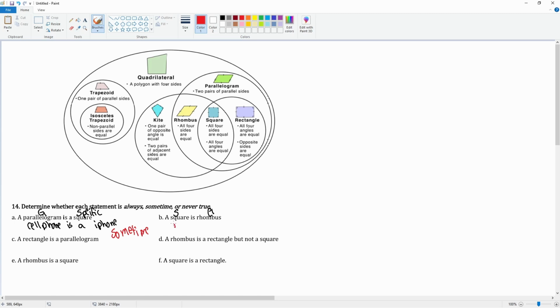Right, an iPhone. Let's say the iPhone 10 is the specific and the generic is just an iPhone. Is an iPhone 10 an iPhone? Yes, always. Right? Why? Because the square has all the properties of a rhombus.